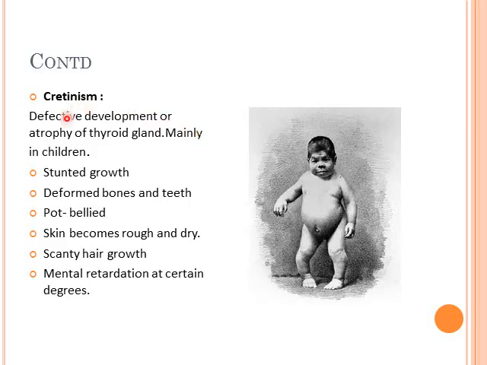Now this is another case of hyposecretion of thyroid. See, this child is having a retarded or defective development. So it is also hyposecretion of thyroxine. This happens mainly in children. They are having a stunted growth. The growth is not as per a normal child. See, the bones are deformed. They are not straight. There is a deformity in the bones of hands, legs, and the body. These children are pot bellied.